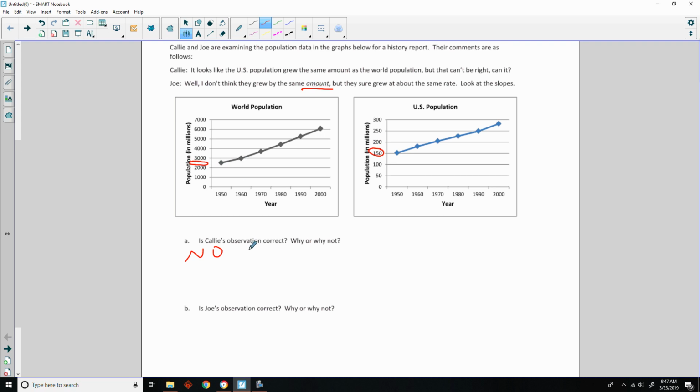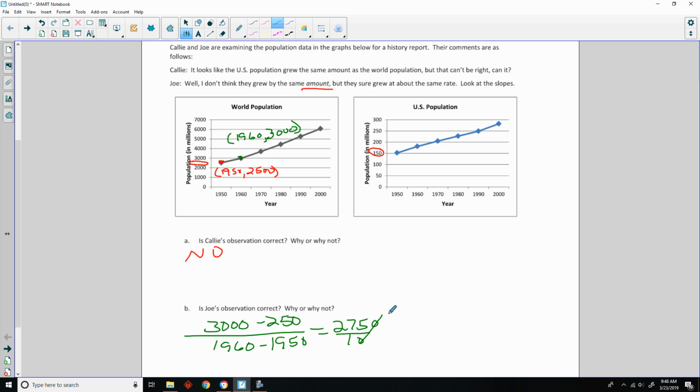So this point here would be 1950, 2,500. And this point here is 1960, 3,000. Now remember, to find slope, we have to take y2 minus y1 over x2 minus x1. So if I take 3,000 minus 2,500 over 1960 minus 1950, then we get 10 in the denominator and 2,750 in the numerator. So it's a slope of 275.